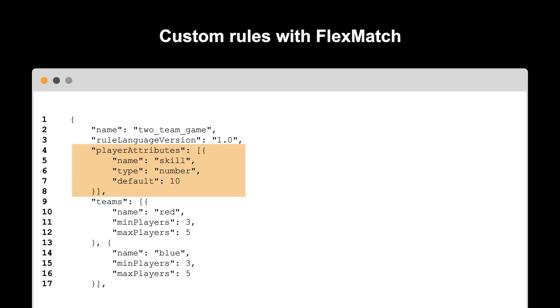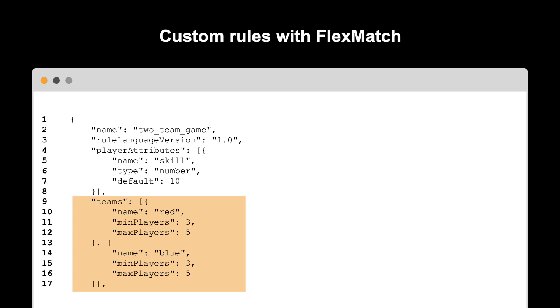Next up, we have teams. In this case, we've defined two teams, a red team and a blue team. You can have a number of teams, and you can have a number of players on each team. In this case, we've decided that it's 3 to 5 players per team, giving you some flexibility as to the number of players that you actually need in order to get a match started.